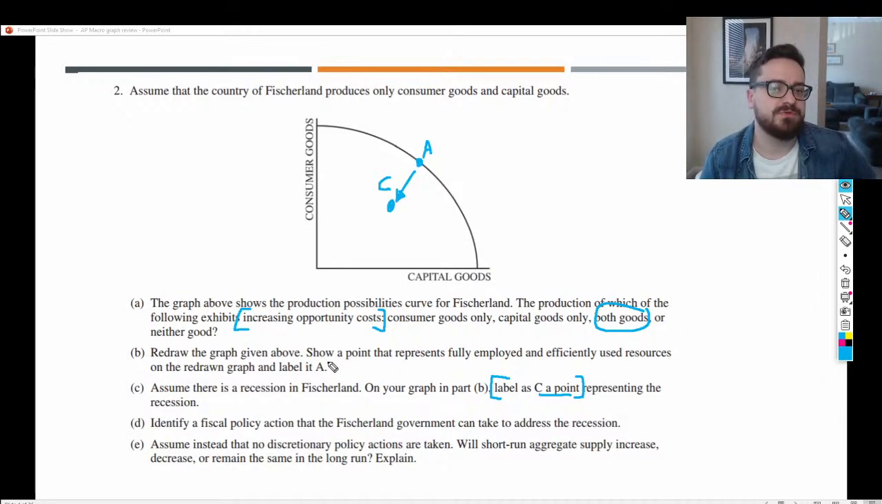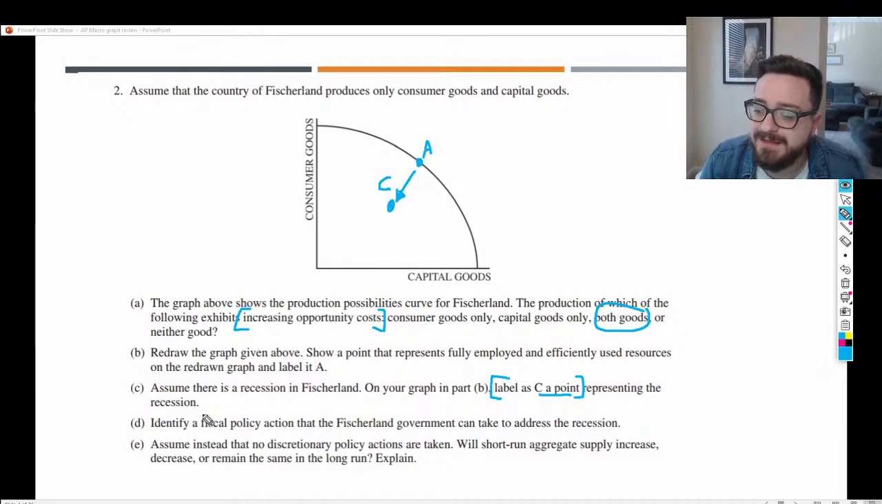I would still do that, but I'm a person who just always draws arrows as a force of habit. So they probably wouldn't have taken off points for you not drawing an arrow on this because it's clearly telling you to label them, so there's no discrepancy, no possible issue there. Good question. So a fiscal policy action.